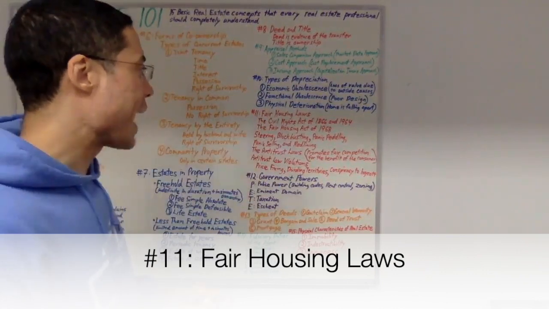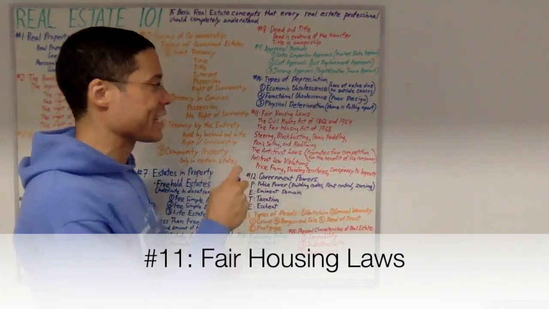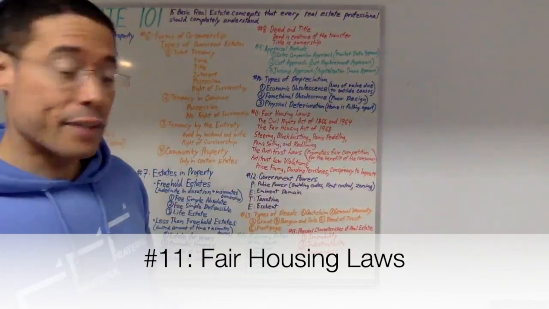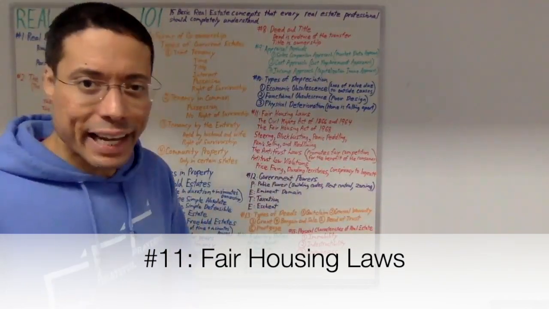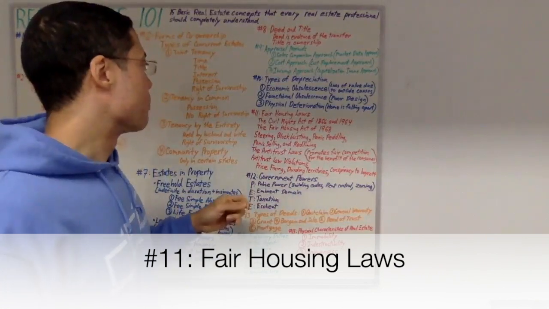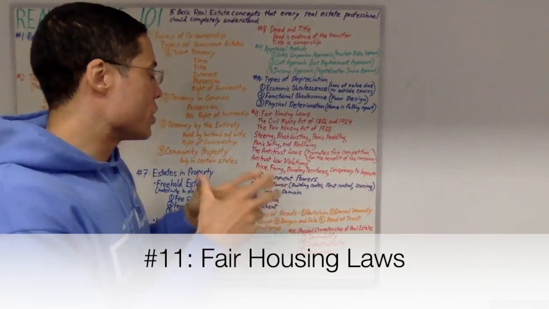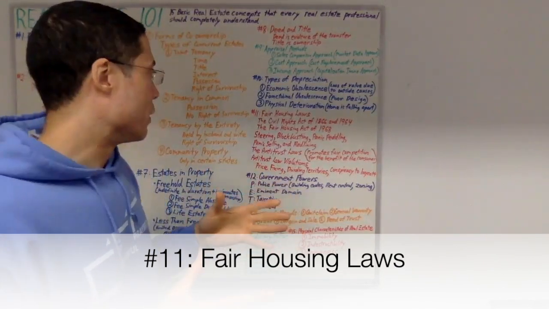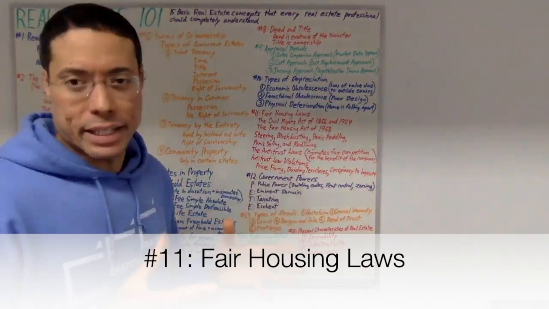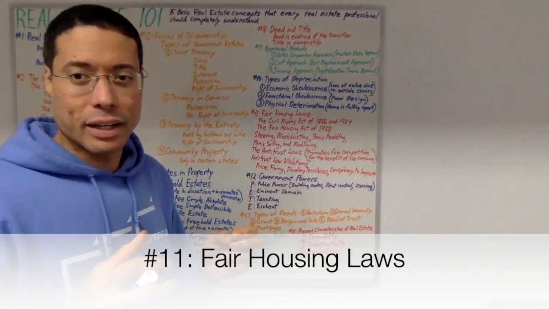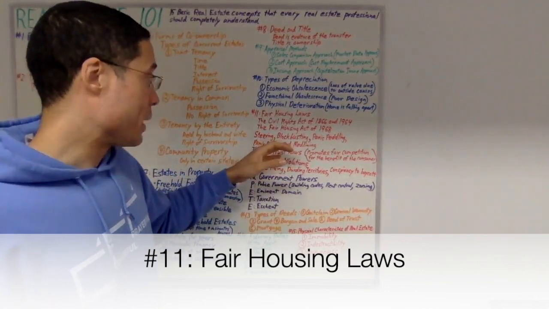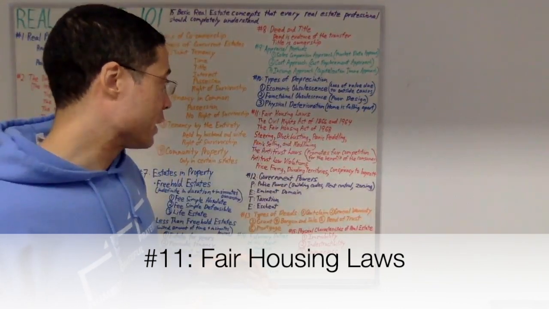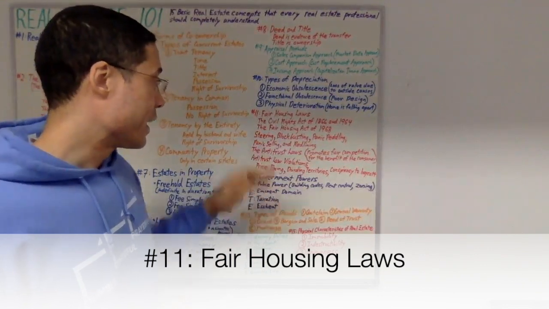The Civil Rights Act of 1866 and 1964. Also, the Fair Housing Act of 1968, right? Some of the main violations of fair housing laws are steering, blockbusting, panic peddling, panic selling, and redlining.